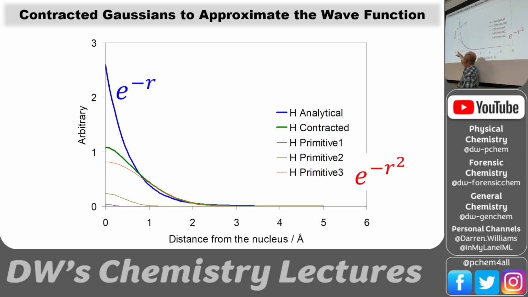And so you can see these 3 functions have been mixed together to form this green one. And this green one is a little bit more peaked in that area closer to 0. And so that's what we're doing with all of the 6-31 and 6-311 and all of those different numbers. It's just showing you that we're adding in more and more Gaussian functions to get closer to the right answer in terms of the wave function.